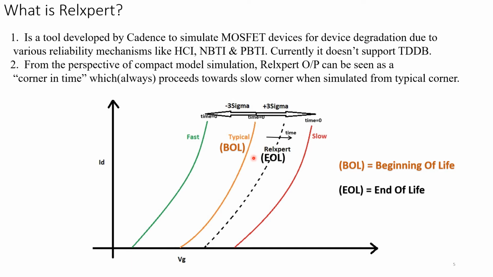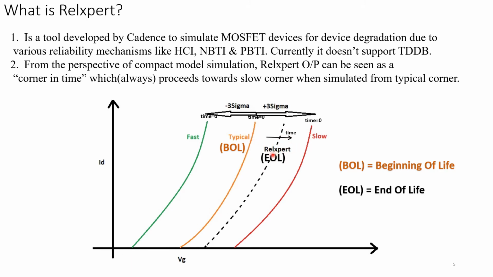Now, what is end of life or RelExpert, or reliability, simulation? Suppose you implement these HCI, NBTI, PBTI as equations into your compact model, and you have a method to calculate, let's say, after 10 years. After 10 years, I want to see how these characteristics will shift.